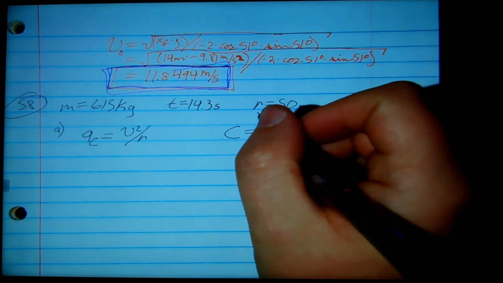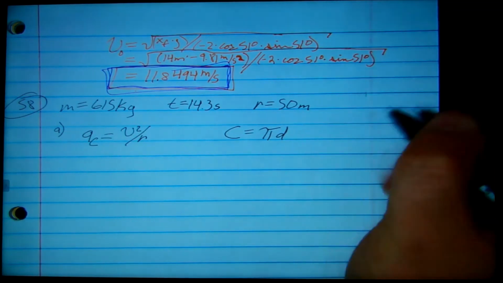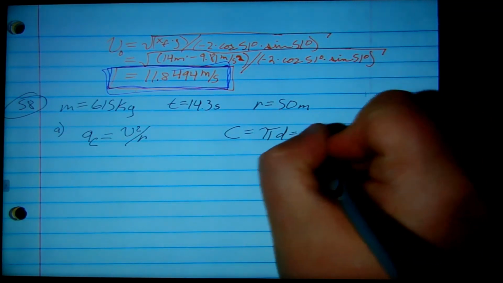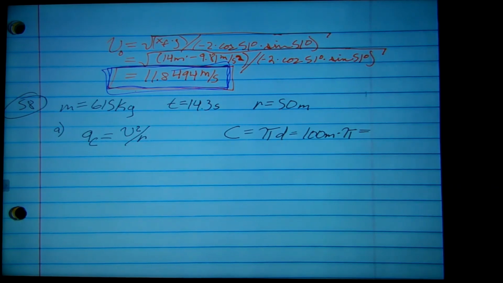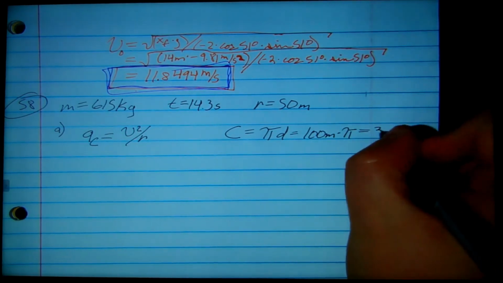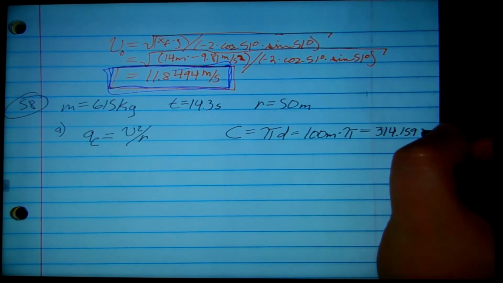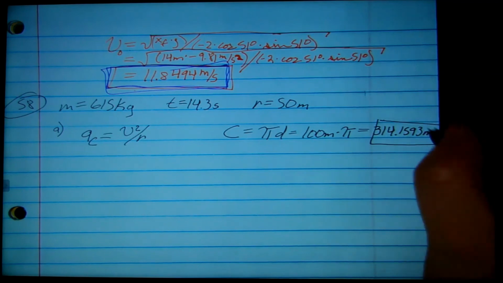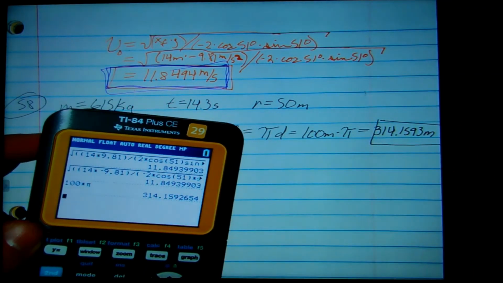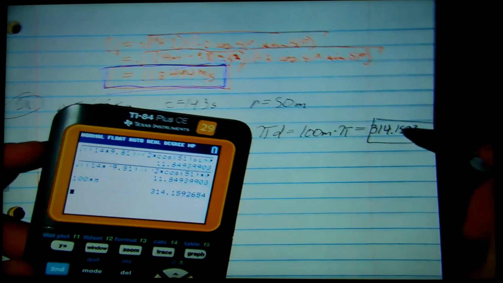Circumference is pi d, right? So pi times 100, so 314 and change. Pi is the circumference over the diameter. I get 314.1593 meters using the pi key, or you could use 22 divided by 7. I don't like using the 3.14 abbreviation because we get some more digits there.